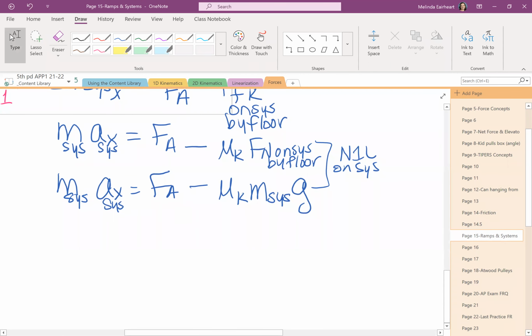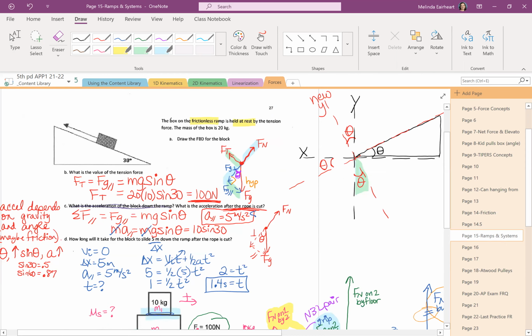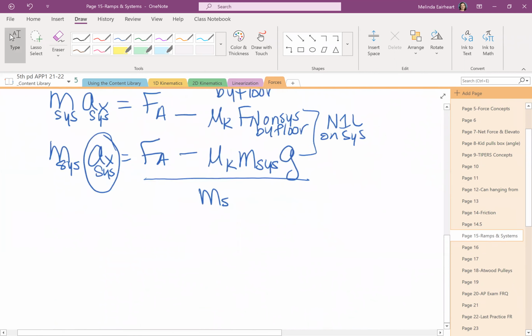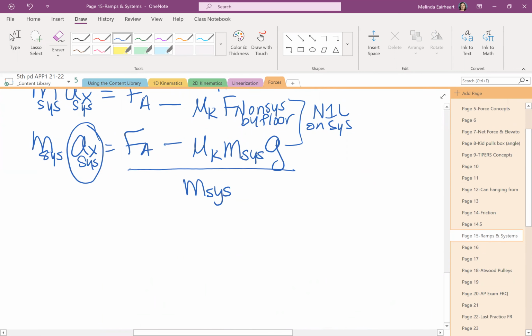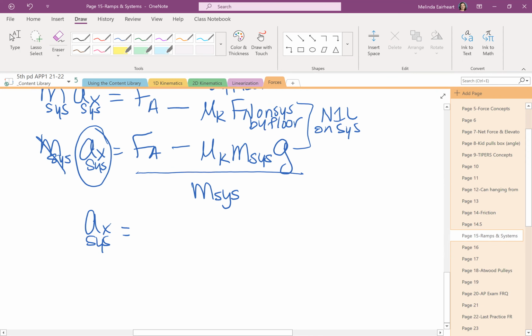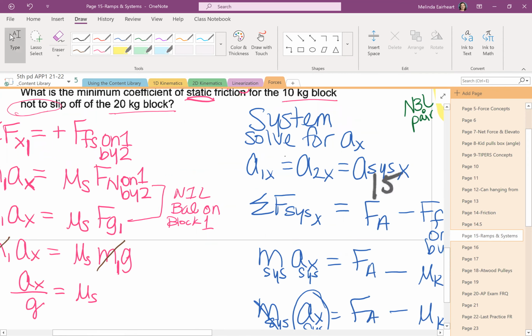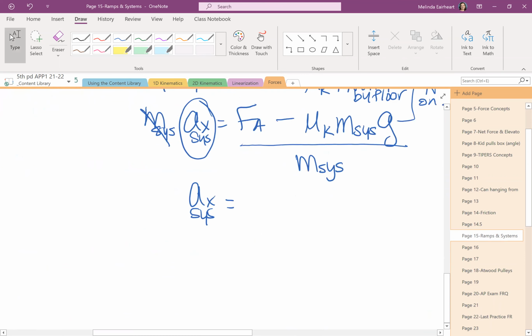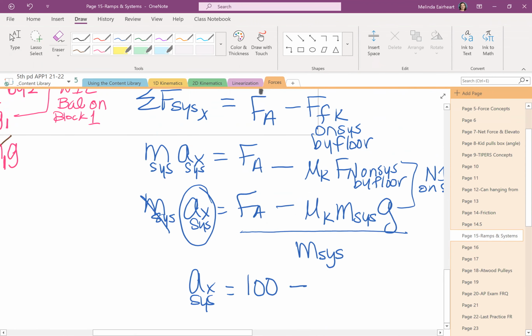And so let's solve for that acceleration here. We would divide the whole thing by mass of the system. And so yes, it could cancel from the right side, but I'm just going to leave it. To me, if it doesn't cancel from all, I'm not going to cancel it. And so acceleration in the horizontal for my system, the applied force they said was, sorry, I got to go back, 100 newtons minus the coefficient of kinetic friction with the floor. Sorry, I got to go back. I forgot all the numbers.